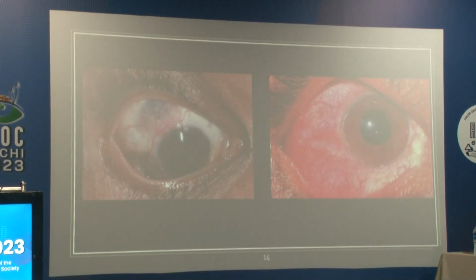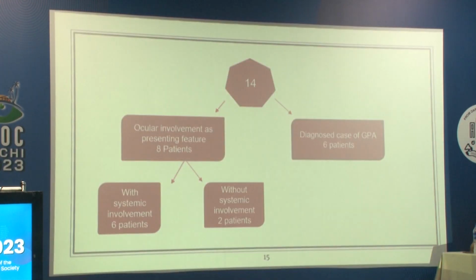This picture shows necrotizing scleritis on the left, and scleritis with peripheral corneal infiltrates, which will develop into peripheral ulcerative keratitis. Out of 14 patients, 8 presented exclusively with ocular features as the primary presenting symptoms, and out of those 8 patients, 6 had simultaneous systemic involvement.